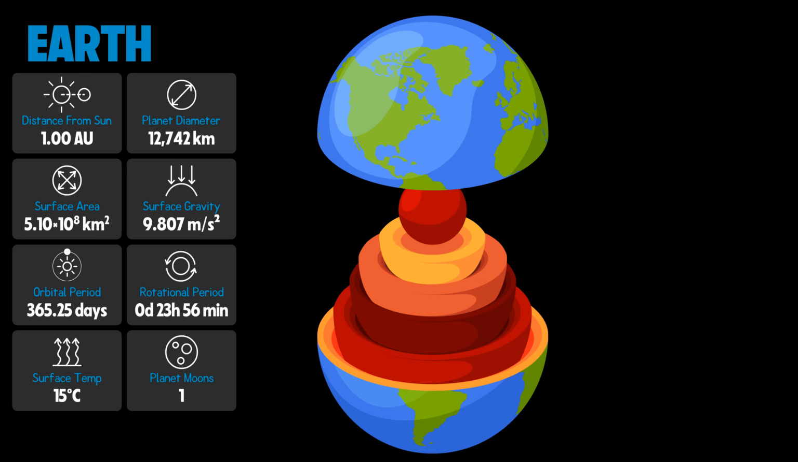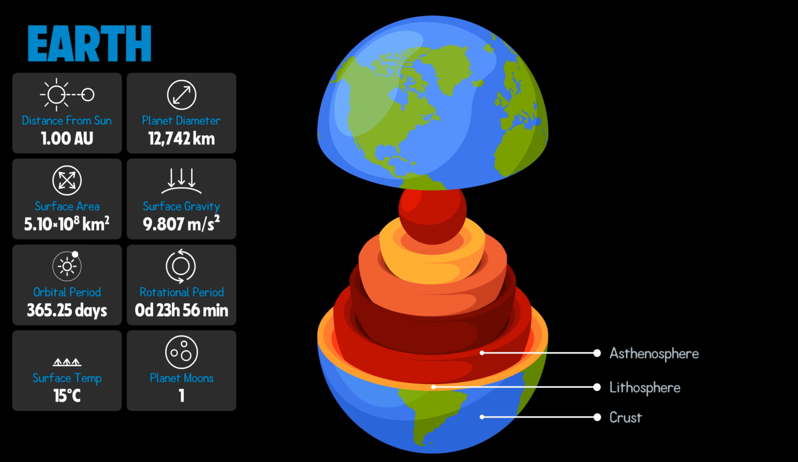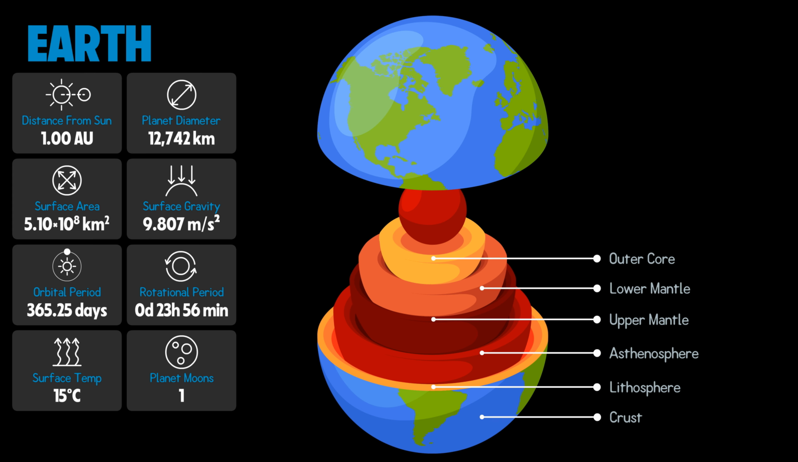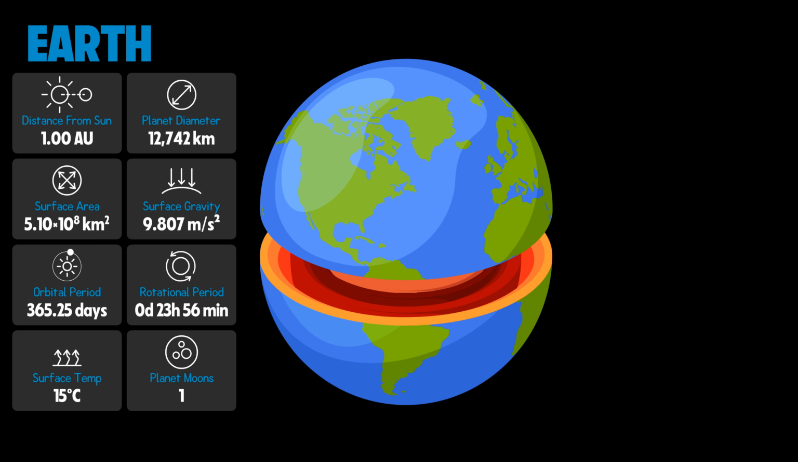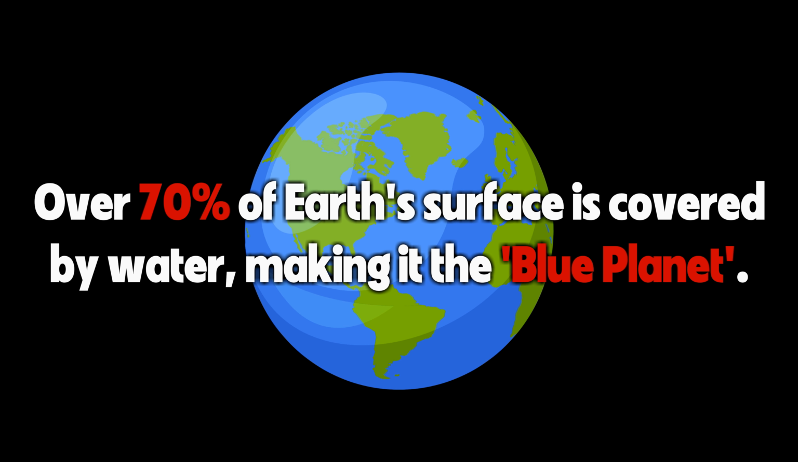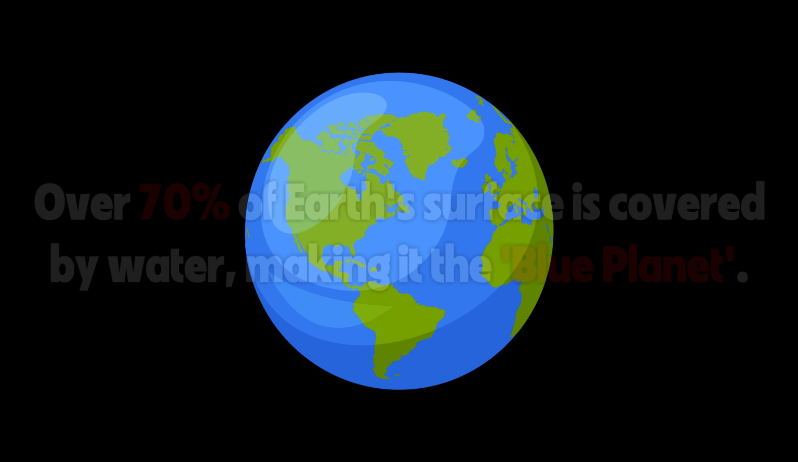Earth is made up of the following layers: the crust, Earth's outer layer, continents and oceans; the lithosphere, a firm upper layer including the crust; the asthenosphere, a semi-fluid layer under the lithosphere; the upper mantle, extending about 670 kilometers below the Earth's surface; the lower mantle, a deeper layer of the mantle towards the core; the outer core, a liquid layer of molten iron and nickel; and the inner core, a solid center of iron and nickel. An interesting fact is that over 70% of Earth's surface is covered by water, making it the blue planet.